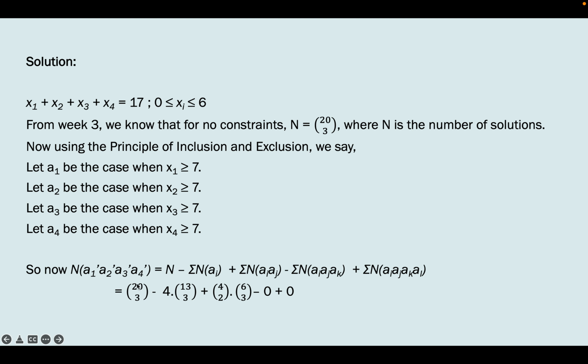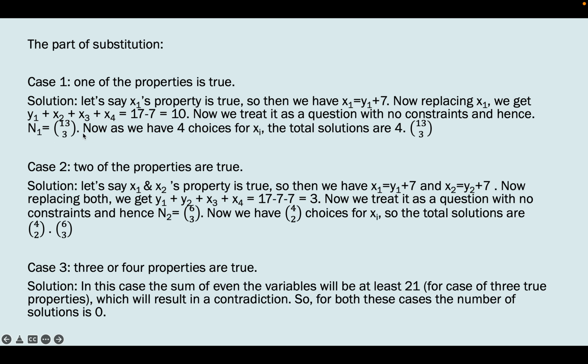And here n is 20C3, so this is the number of solutions when there are no constraints at all. Then we have all the other components of this formula, which we find using substitution. So for the summation of n of ai, this is when only one of the variables has its property true. Let's say x1's property is true. So then we have x1 equals y1 plus 7. Now we replace it and we get the equation y1 plus x2 plus x3 plus x4 equals 17 minus 7, which is equal to 10.